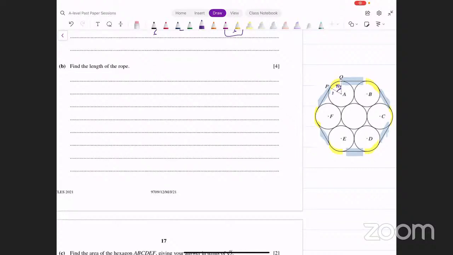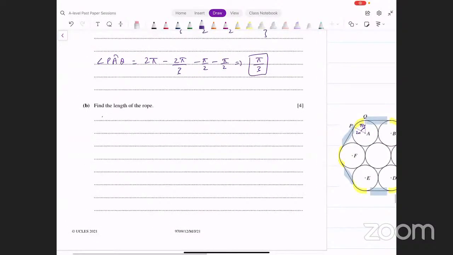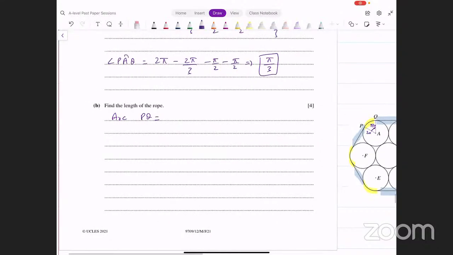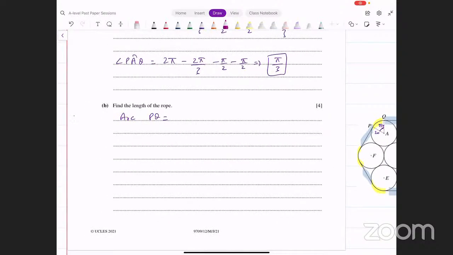You know the radius is 20. तो आप एक arc length find कर लें पहले. Let's find arc PQ. What is that going to be? We got the formula for that. S equals r theta. Arc length equals radius into the angle.